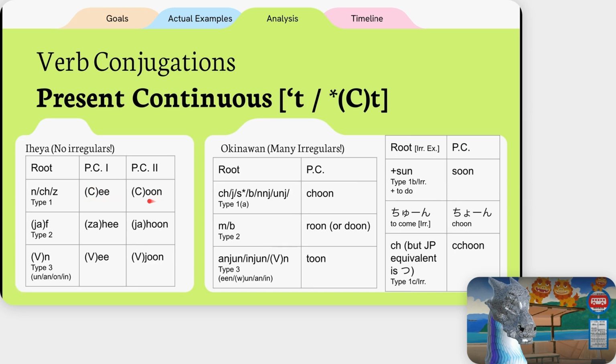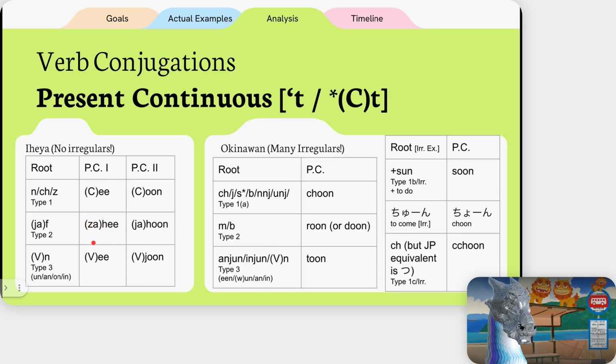Type two is pretty much harder. It's the fun verbs, but the F always becomes an H, so it becomes he or hon. And then if there's a Jin from that, it becomes za for present continuous one. Or usually you might as well just not memorize the present continuous one form. Anyways, so use he.